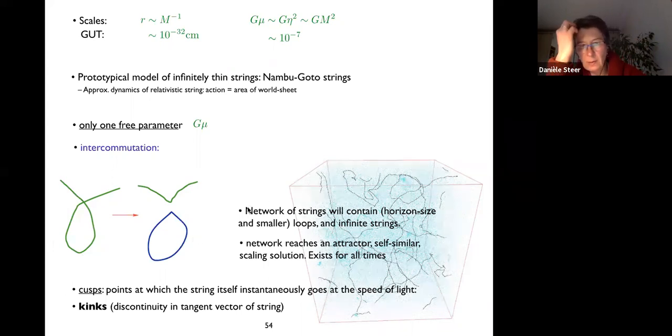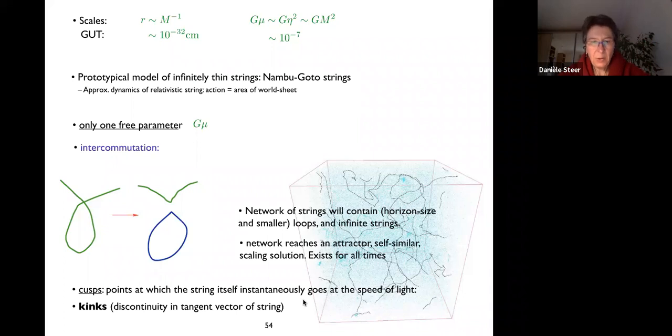So the long and the short is that a network of strings will contain closed loops which are basically smaller than the horizon, as well as these very long strings which cross the horizon. And you can study the evolution of this network. It's kind of complicated because there are lots of different scales in the problem, but you can show that these networks evolve to an attractor solution, a self-similar solution, in which the energy density in strings is a fixed fraction of the energy density of the universe, and the strings will stay around, diluting themselves for all times.